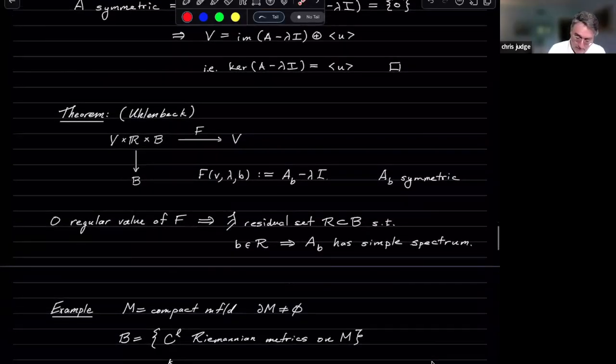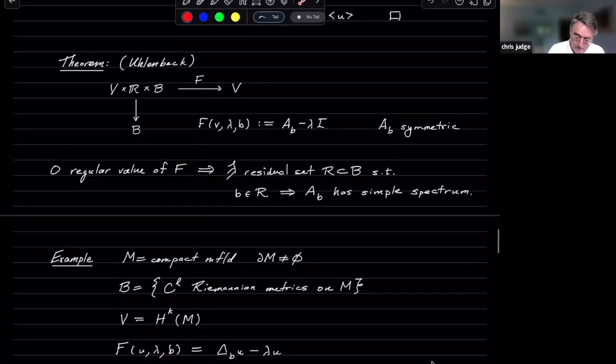Okay. Now let's look at an example. So what the game is now, we need to fulfill this hypothesis. And it's not easy to fulfill. So I mean, it's not going to work in every situation. You have to have a particular family of operators. If your family of operators is too small, that is, the dimension of B is too small, it's very likely that you'll have no idea how to use this.